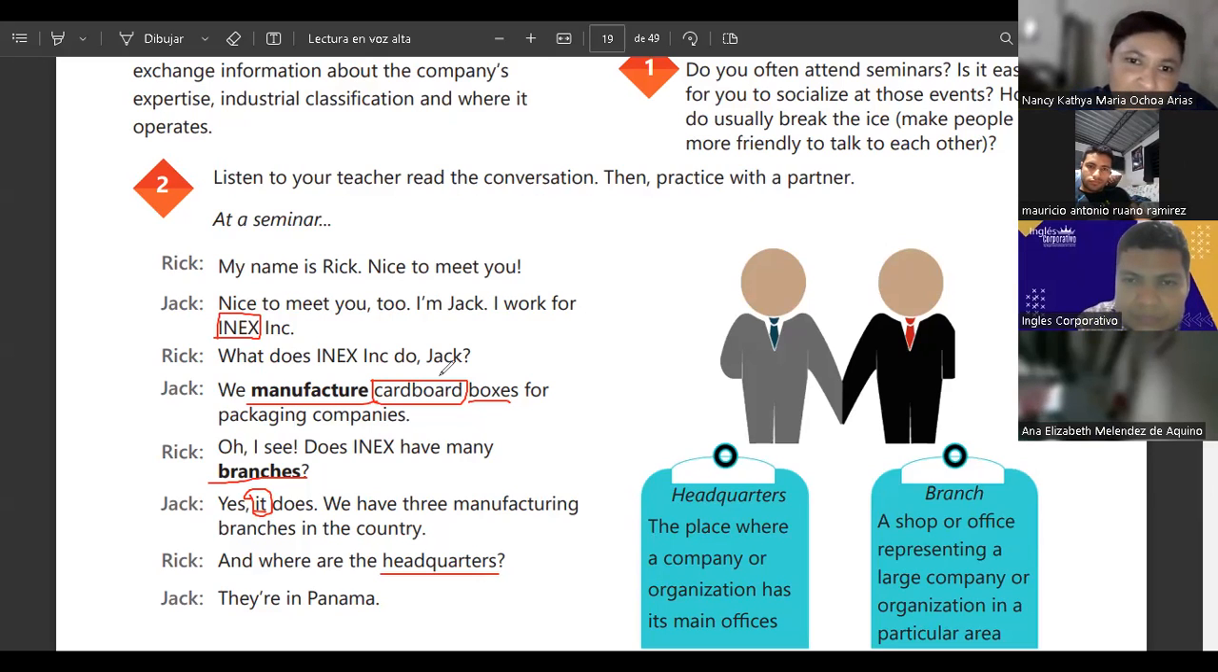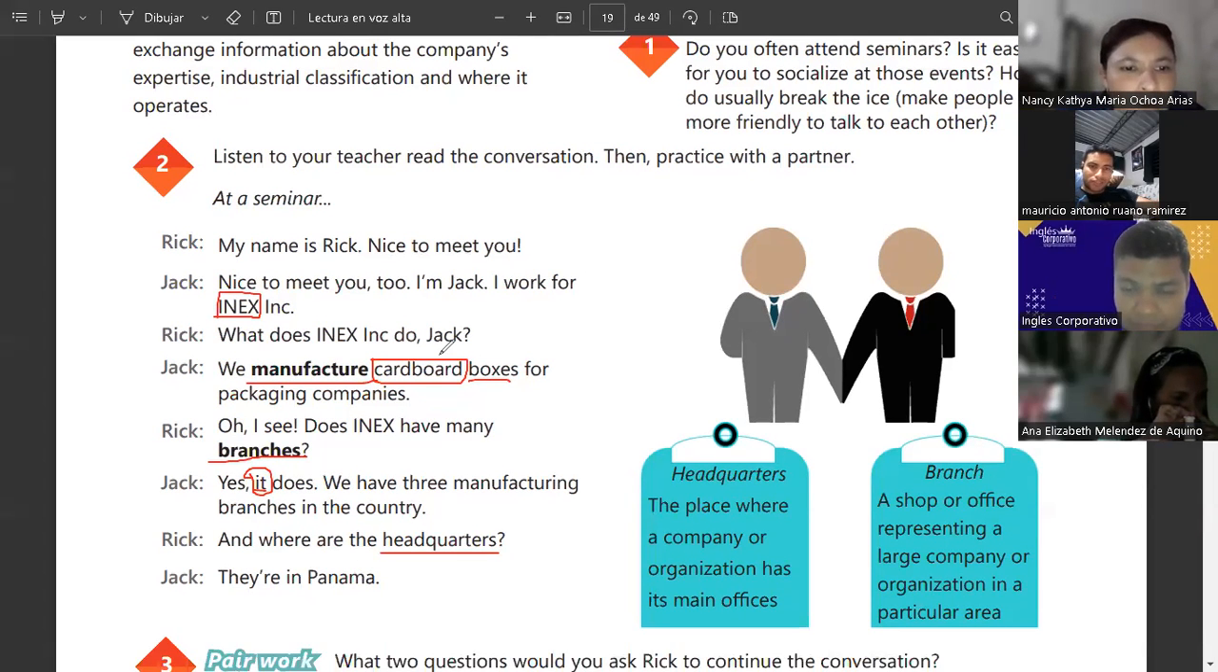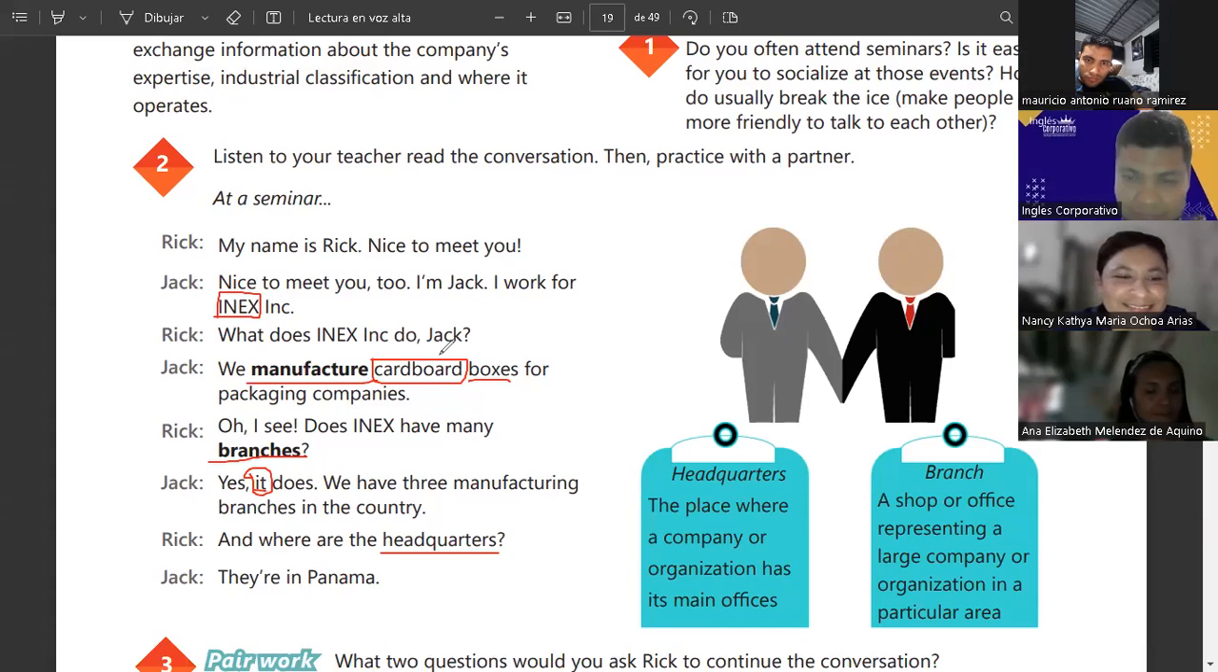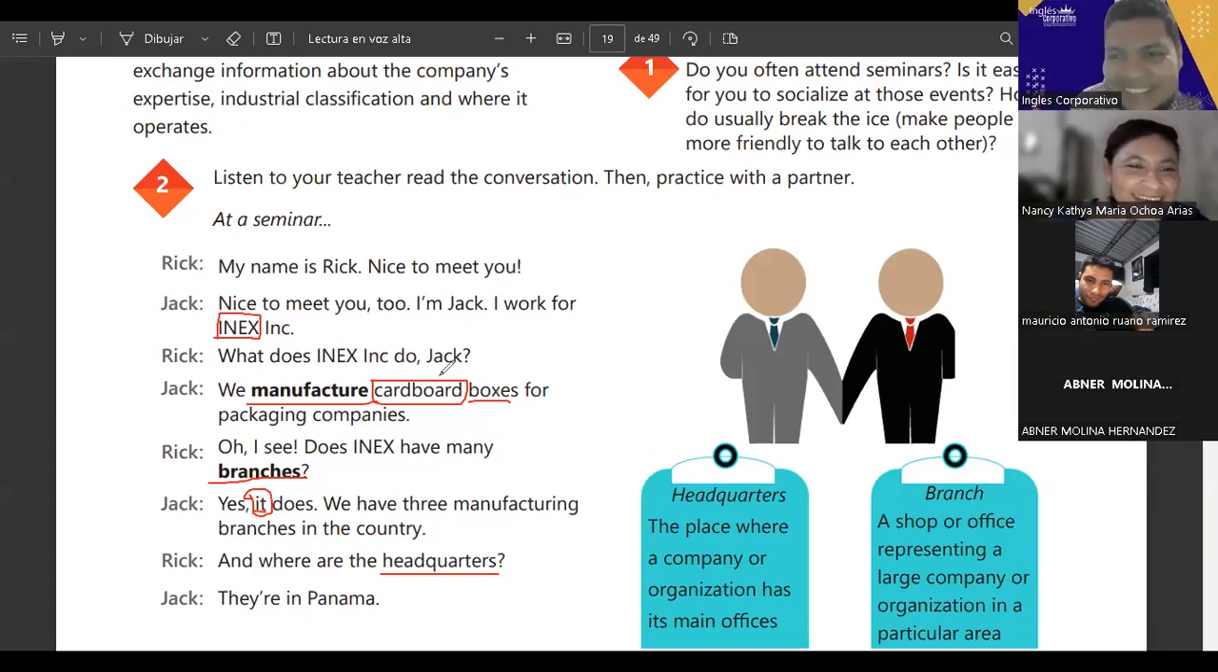All right. Okay. My name is Rick. Nice to meet you. Nice to meet you too. I have worked for Inex Inc. What does Inex Inc. do, Jack? We manufacture carton boxes for packing company. Oh, I see. Does Inex have... Lo siento. No problem. Go ahead. Okay, vuelvo y repito. Oh, I see. Does Inex have many branches? Yes, it does. We have three manufacturing branches in the country. And where are the headquarters? They're in Panama.